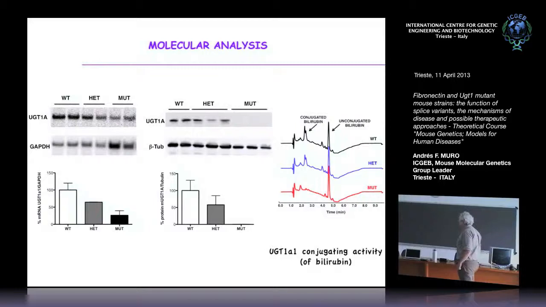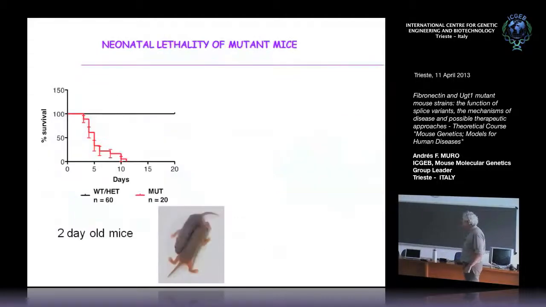And what happened to the animals? This is a Kaplan-Meier survival curve of the animals. You can see here that these are the mutant animals. About 50% of the animals die at P5, P6, and after 10, 11 days, there is no survivor in the group of mutant animals.